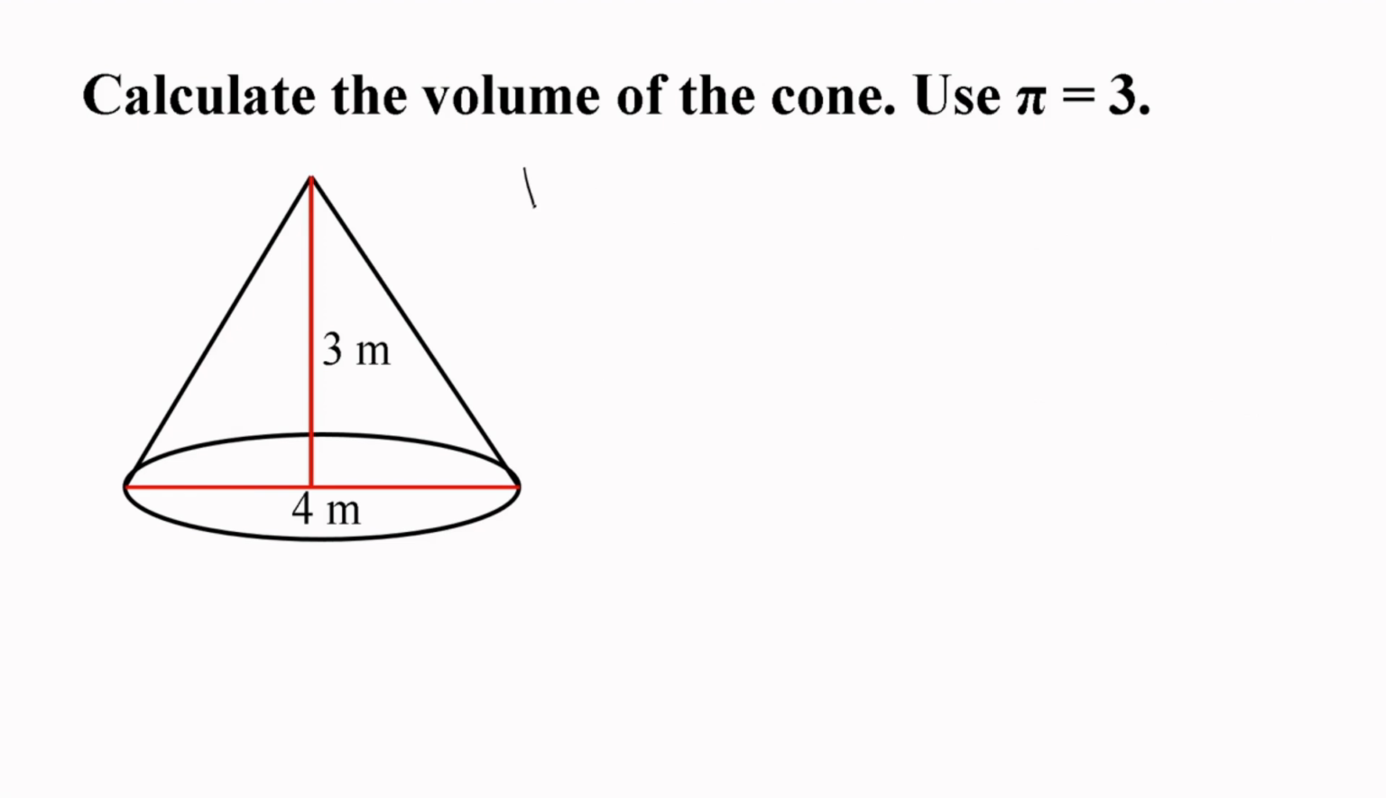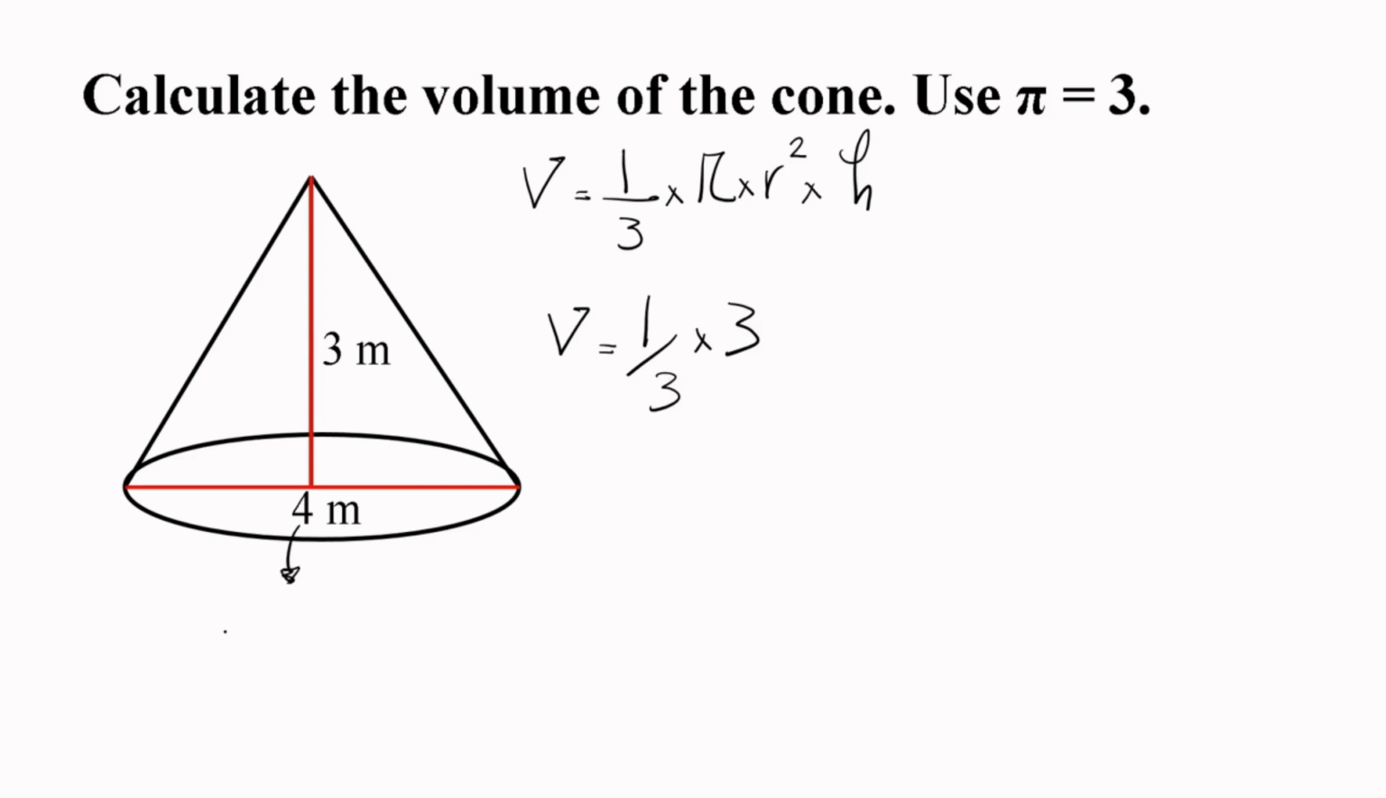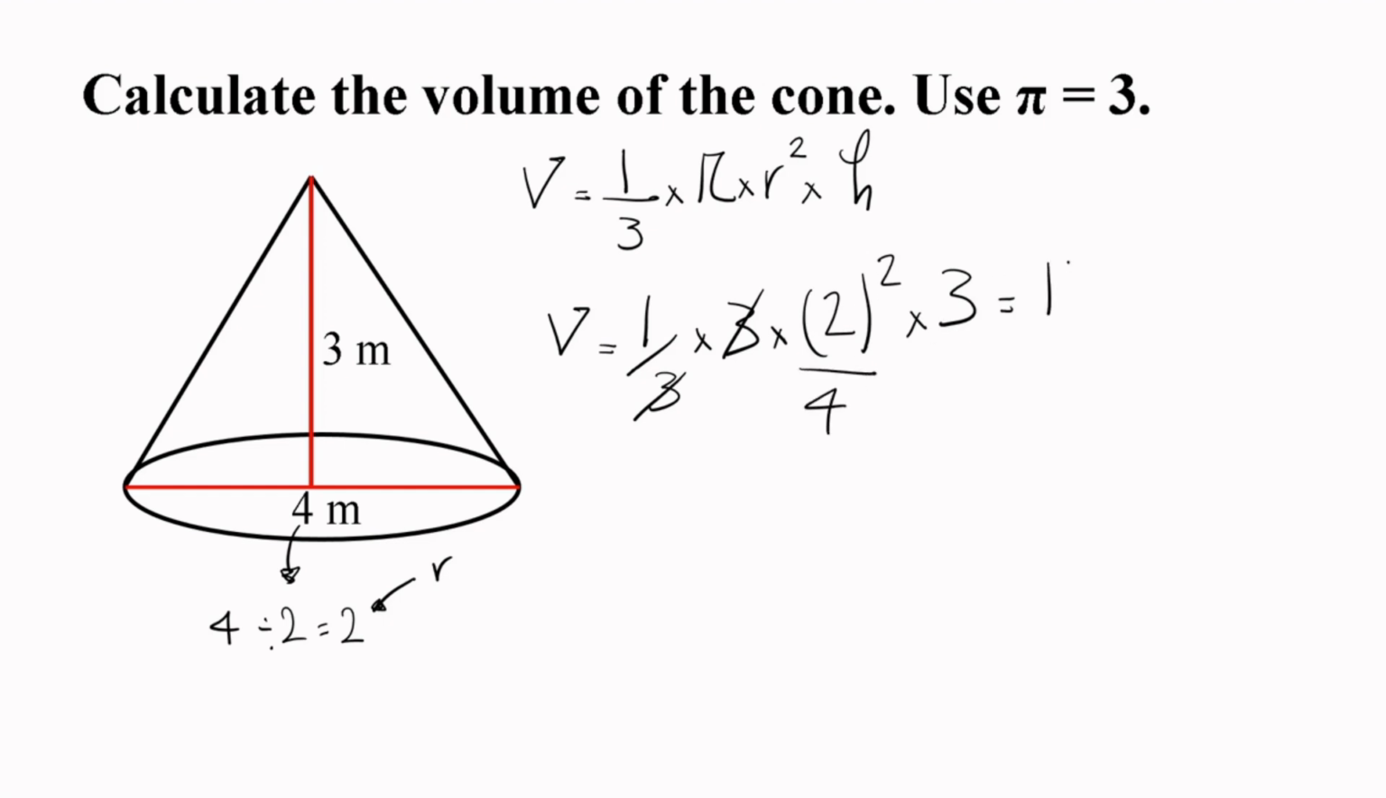Again, I'm going to start with writing the formula. V is equal to 1 over 3 times pi times r to the power of 2 times h. So V is going to be 1 over 3, pi is 3, but this time I do not have the radius. Look, I have the diameter. What should I do? I must divide this value by 2. It's going to be 2, and this one is going to be the radius. So 2 to the power of 2 times 3. Okay, I can cancel this 3 with this one. 2 to the power of 2 is going to be 4, and 3 times 4 is going to be 12.